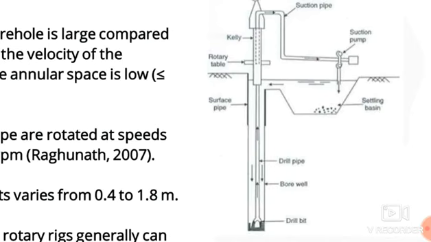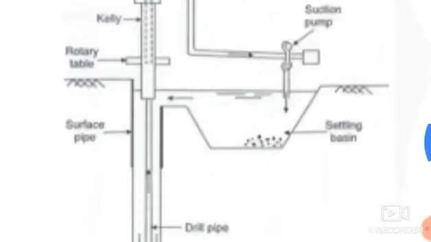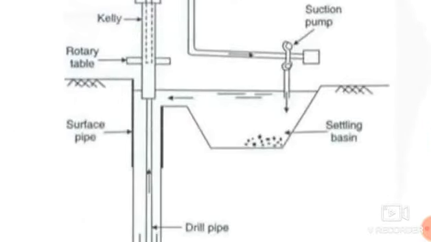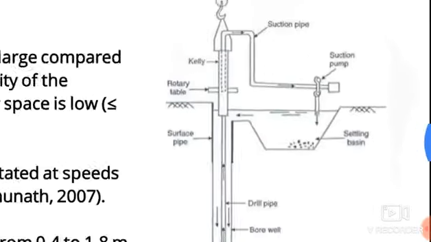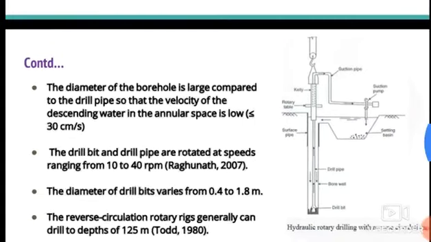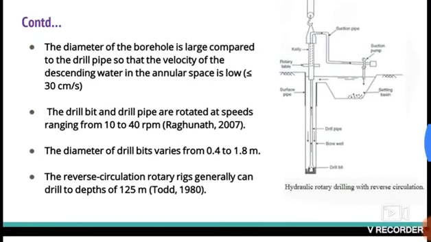It will reach the suction pipe and it will reach the suction pump. Finally, it will be forced to the settling basin where the mud will get settled and the remaining water will move again downwards. So this is the thing happening in that reverse circulation rotary. The drill bit and drill pipe are rotated at speeds ranging from 10 to 40 rpm. The diameter of the borehole is larger compared to the drill pipe, so that the velocity of the descending water in the annular space is low.